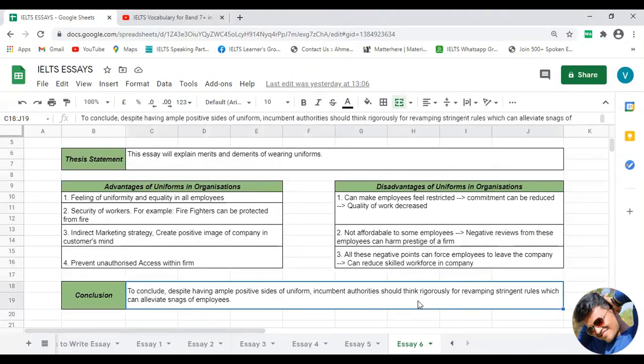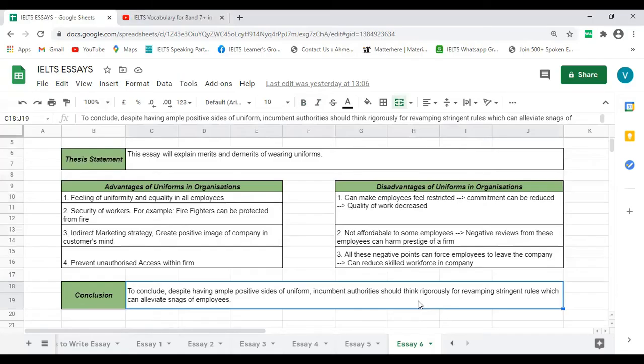Now it's time to discuss the conclusion. As I have said earlier, whenever you have to write the conclusion, try to ask yourself who and what. Who means who can do something to handle this kind of scenario, and what can be done. The answer of who for this particular scenario would be the existing authorities of the company. Instead of existing, you can also use the word incumbent, right?